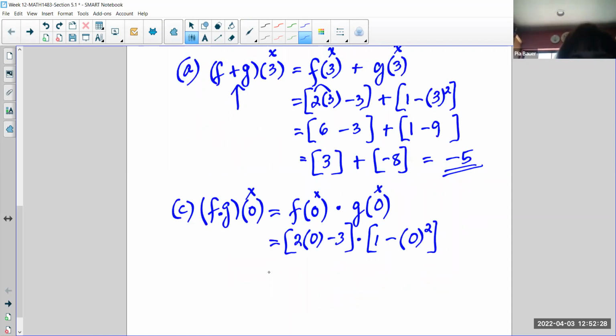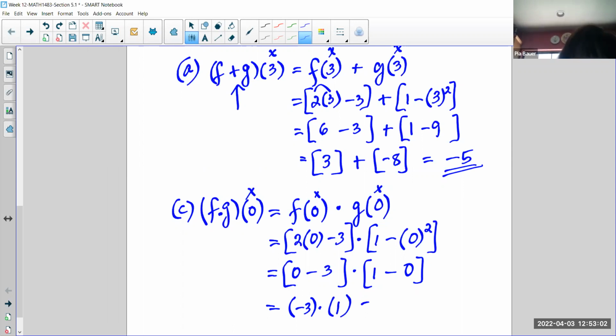So now we're going to do our calculations inside the brackets. And 2 times 0 is 0, minus 3, times. And then we have 1 minus, and then 0 squared is 0. So 0 minus 3 gives you a negative 3. That minus becomes a negative and it belongs to 3. However, here the order is different. 1 minus 0 is just a 1. So negative 3 times 1 will give you negative 3. And that is your final answer.